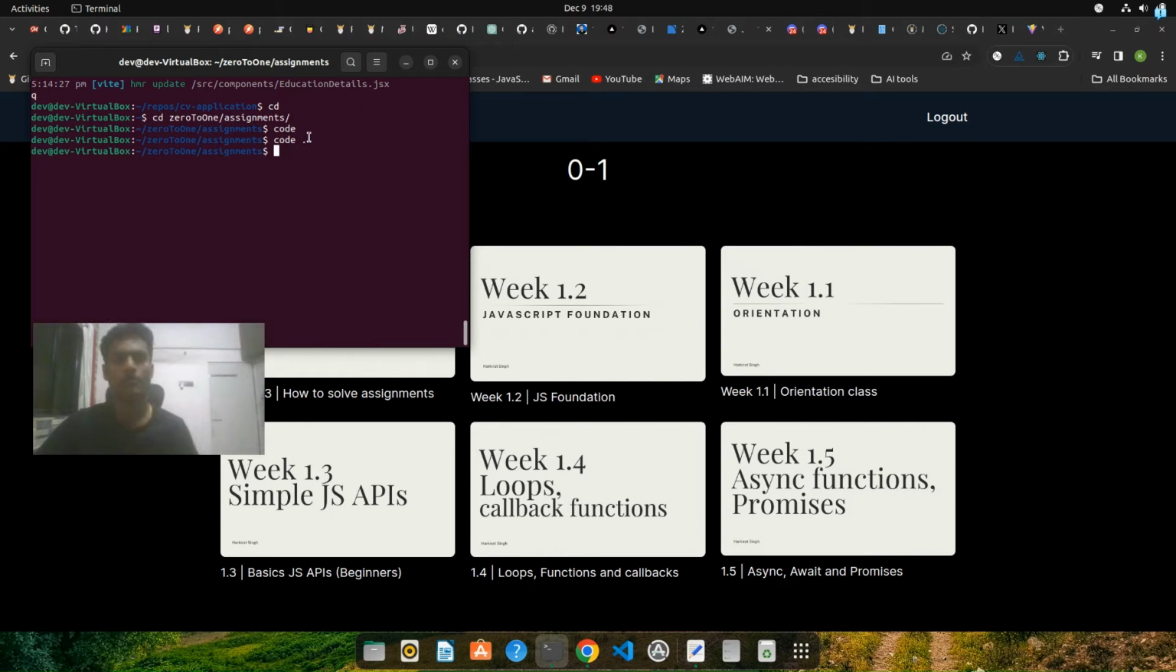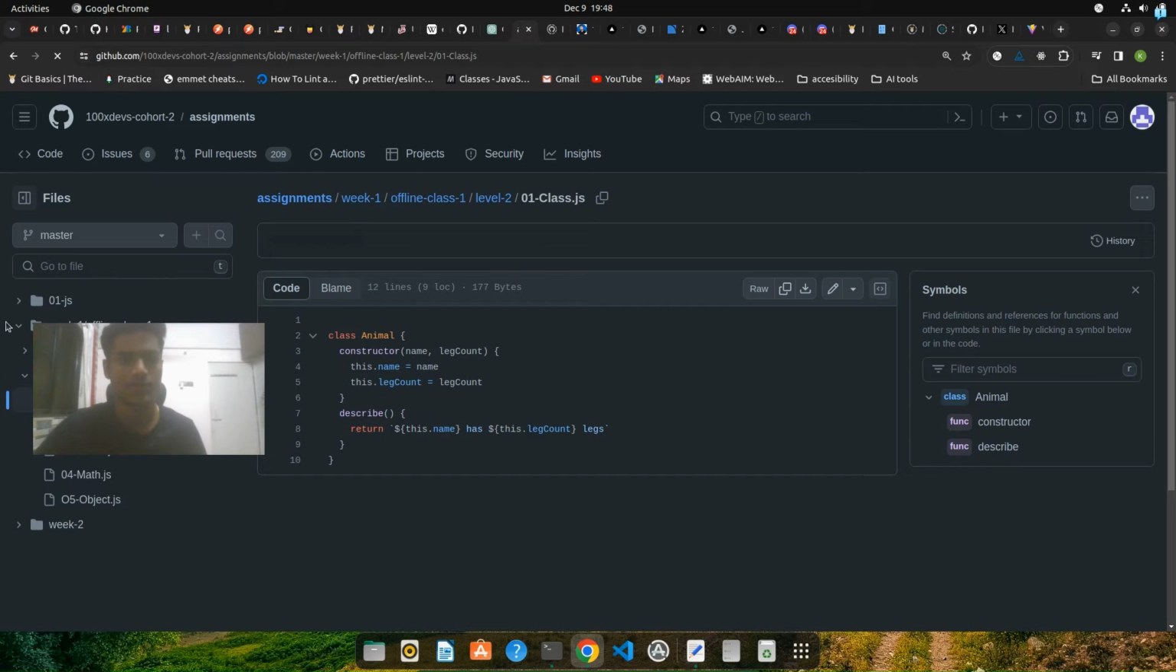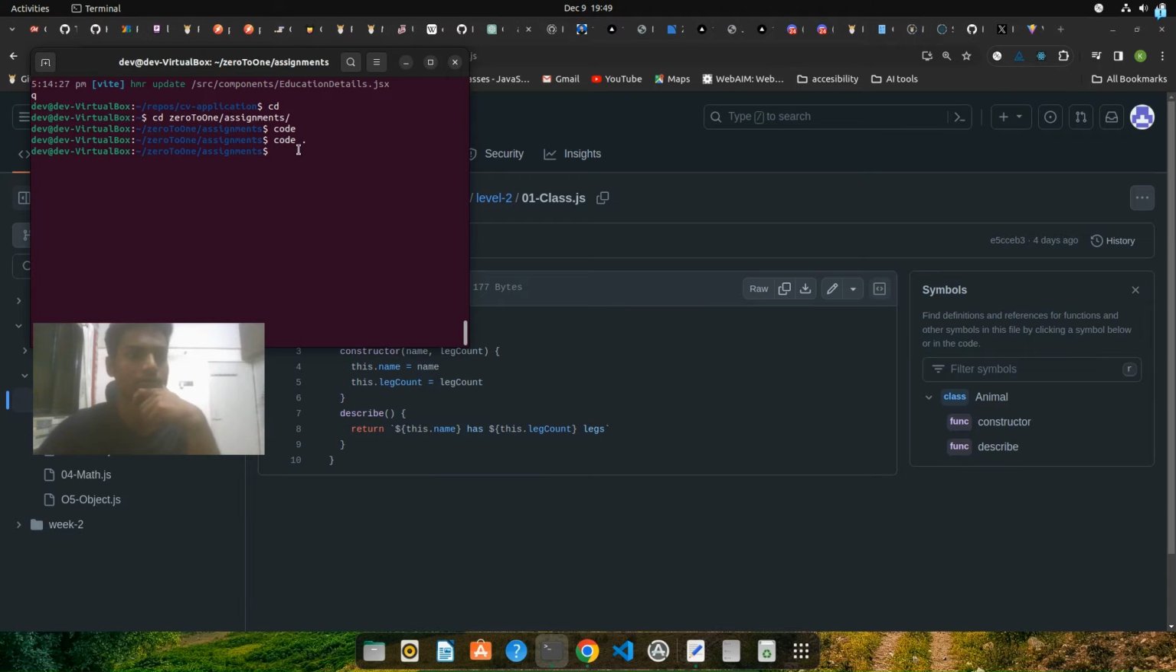The next day, we were given some assignments to solve, which was basically this repository. We had to clone it. No, he actually just asked us to download the code, but I forked the repository and cloned it, so it would be easier to pull the code. So let me just open this.